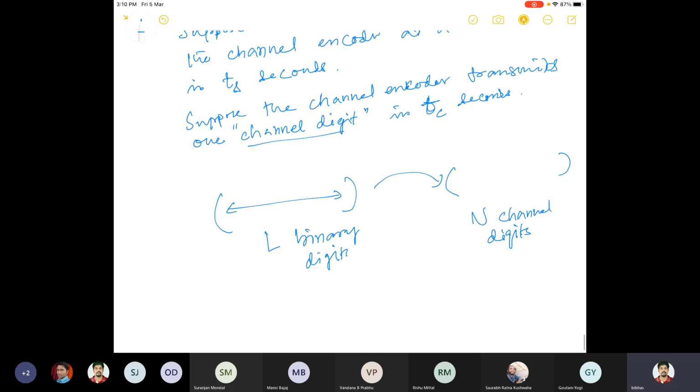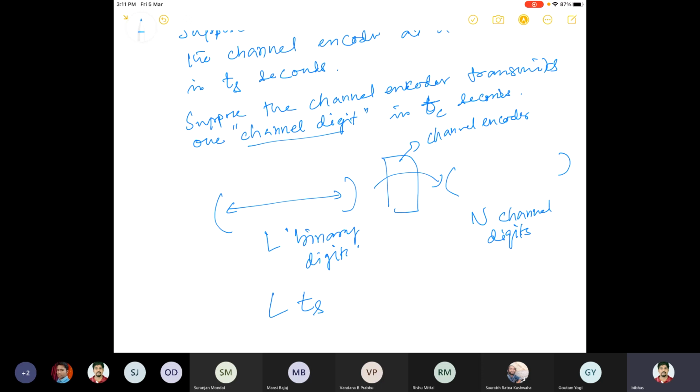Okay, now I want to have, for each binary digit, this is my channel encoder, which will convert this into this one, and then it will transmit to the channel. So for this L binary digits, for each digit, it goes into this, and the time is Ts seconds. So for L, it is L times Ts seconds.